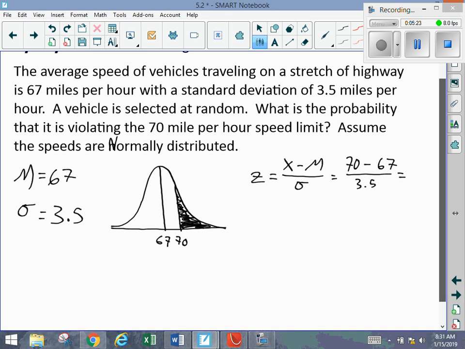I'm going to put that in my handy dandy calculator. 70 minus 67, divided by 3.5. Yeah, 0.857? You are correct. It's approximately 0.857.